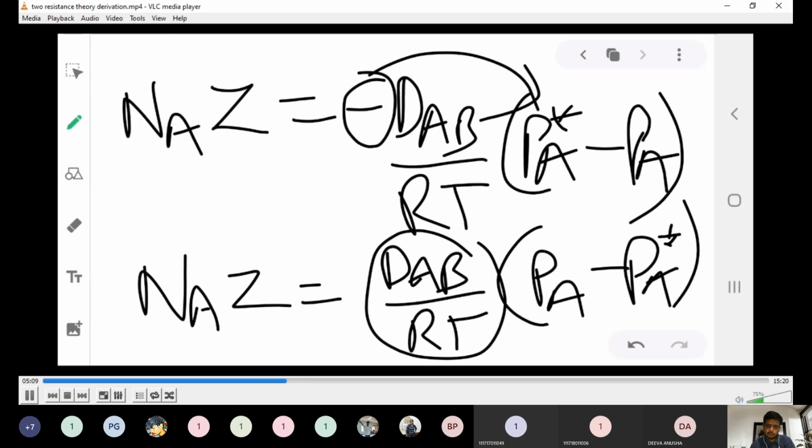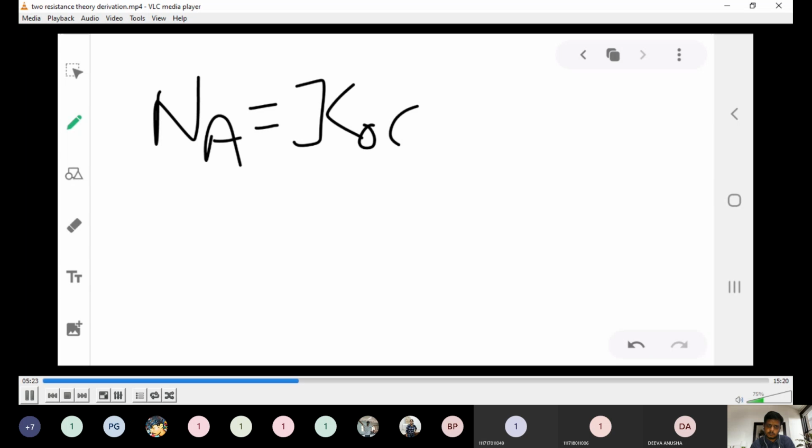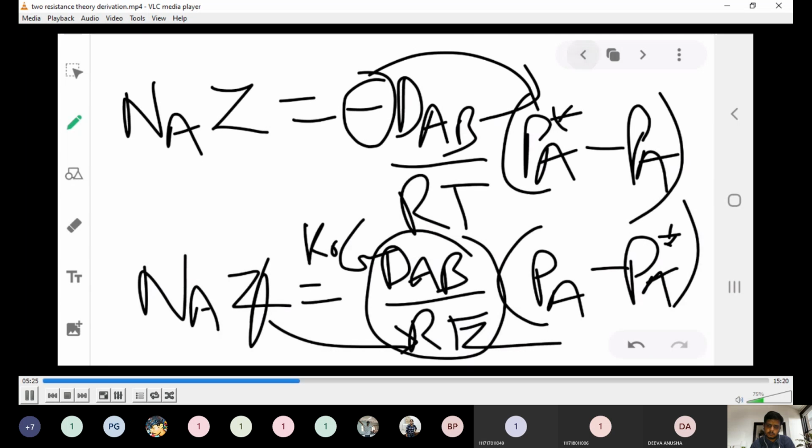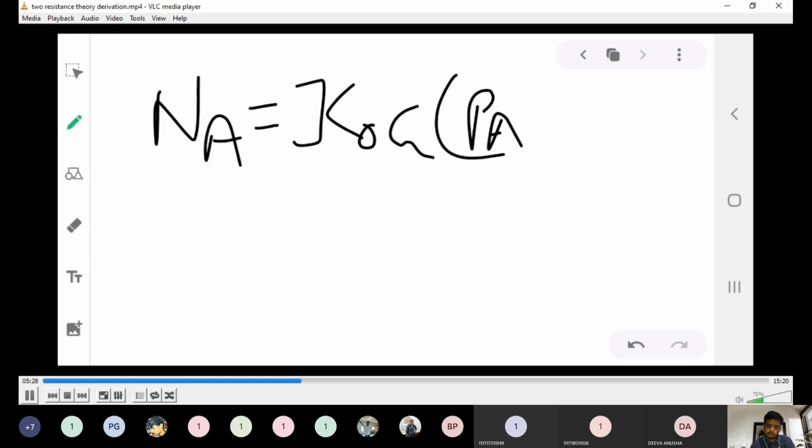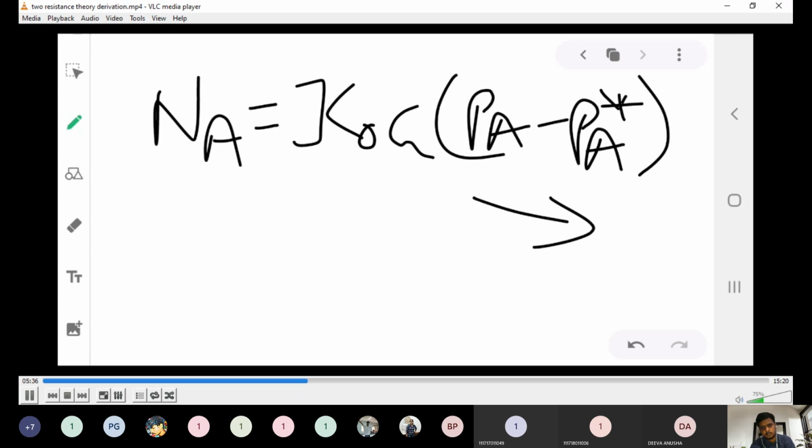Now this Z we can send here, and Z cancels out. Now this is KOG, the overall gas phase mass transfer coefficient. So we can write Na is equal to KOG into Pa minus Pa star. This we consider equation 2.